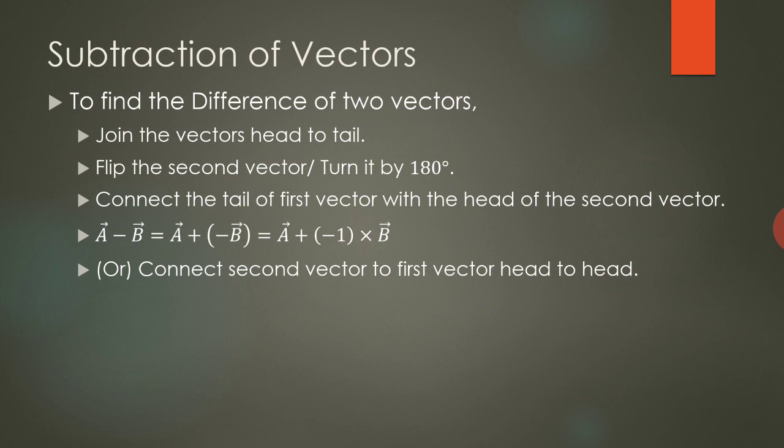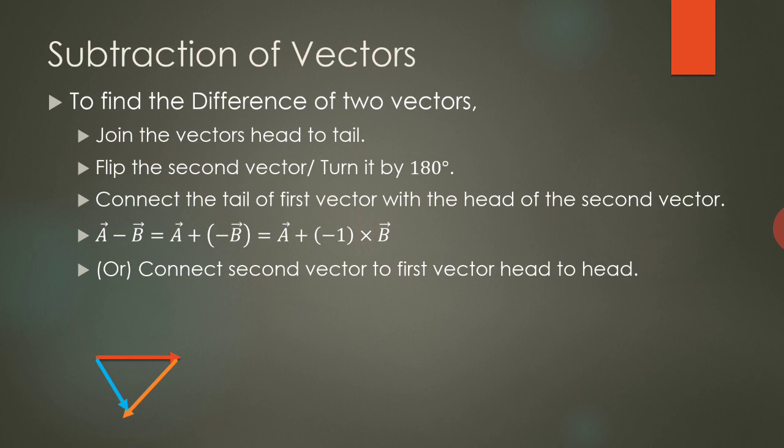And then finally we have to connect the tail of the first vector with the head of the second vector. So here I am taking vector 1 and vector 2. I am translating to join head to tail, and then I have to flip the second vector by 180 degrees. Then I have to join the tail of the first vector with the head of the second vector.